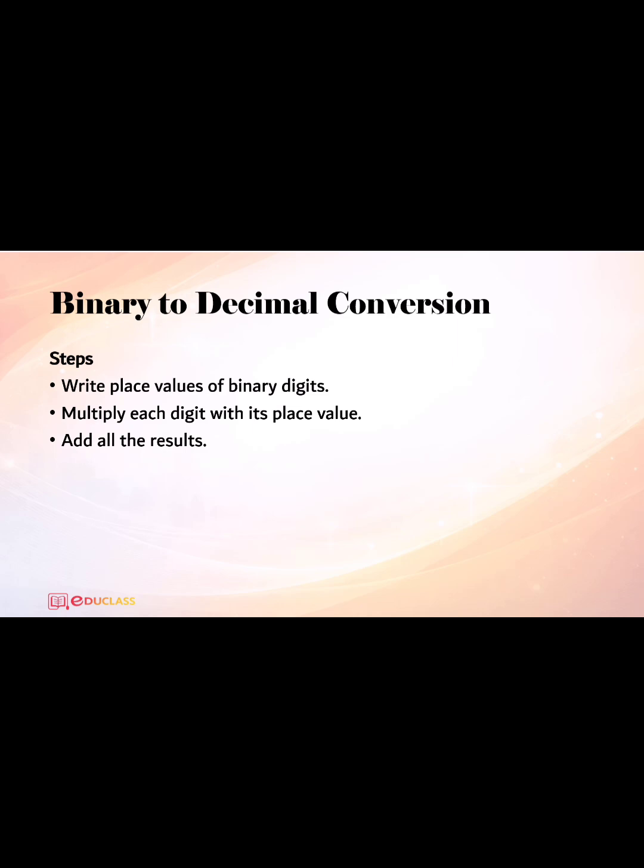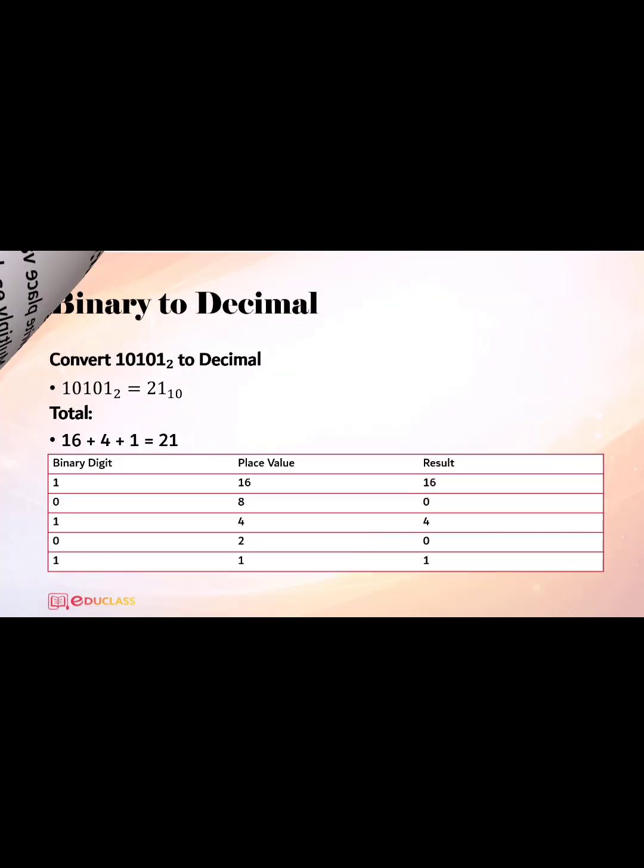Let's move to the binary to decimal conversion. Now the steps are: write the place value of each binary digit, multiply each digit with its place value, add all the results. Let's look into that same. Now the binary number provided to us is 10101, whose base is 2. And we need to find the decimal version, which needs to come to 21.